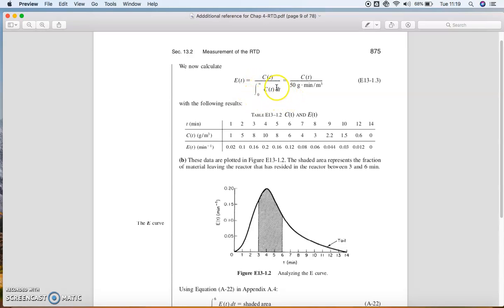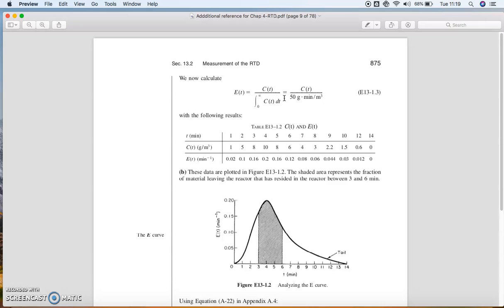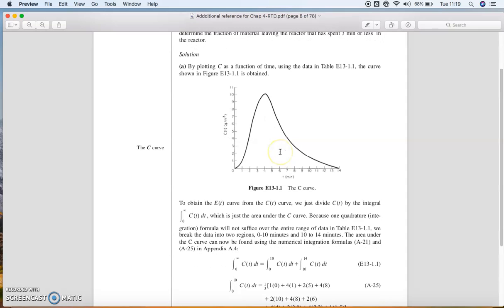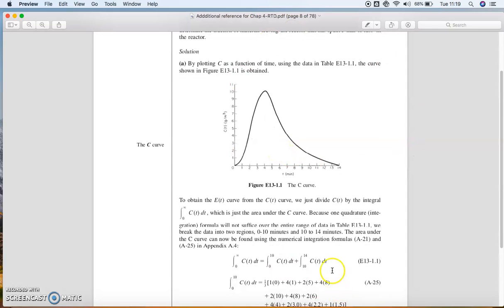So how are you going to calculate this area under the curve? It is by solving it using Simpson's method. Simpson's method formula in this book, the old version, is in Appendix A4. This is a similar concept to what you have learned in numerical methods or even in fraction 1. So let's have a look at how we are going to solve that.